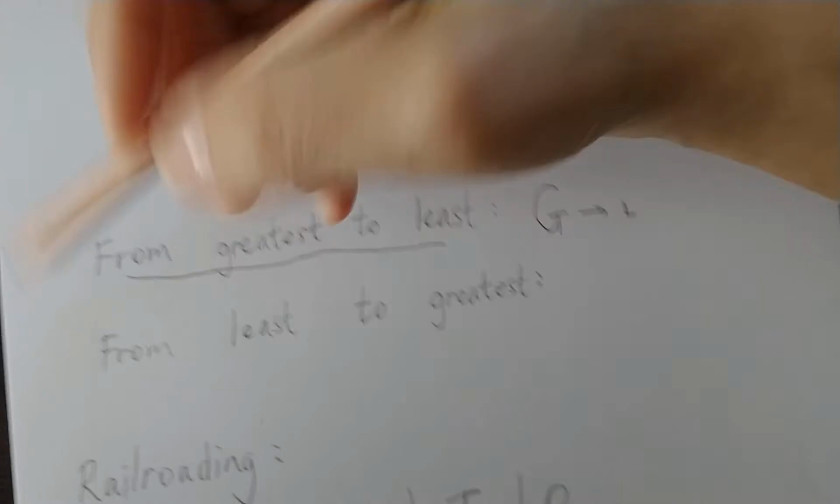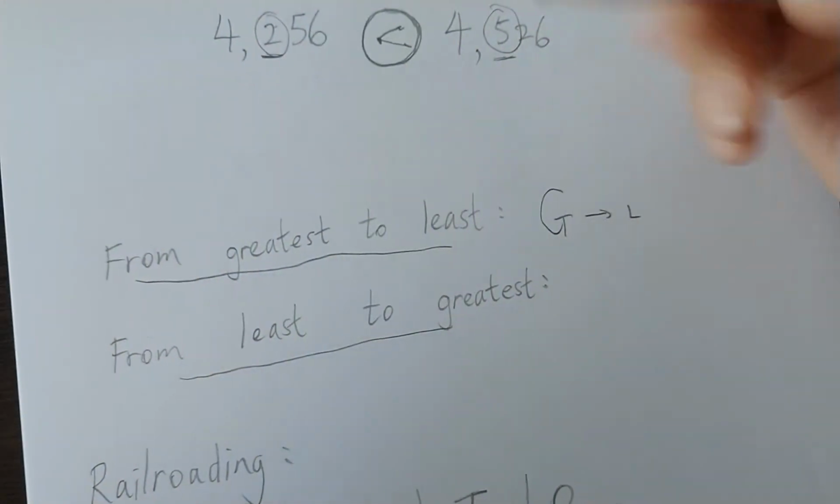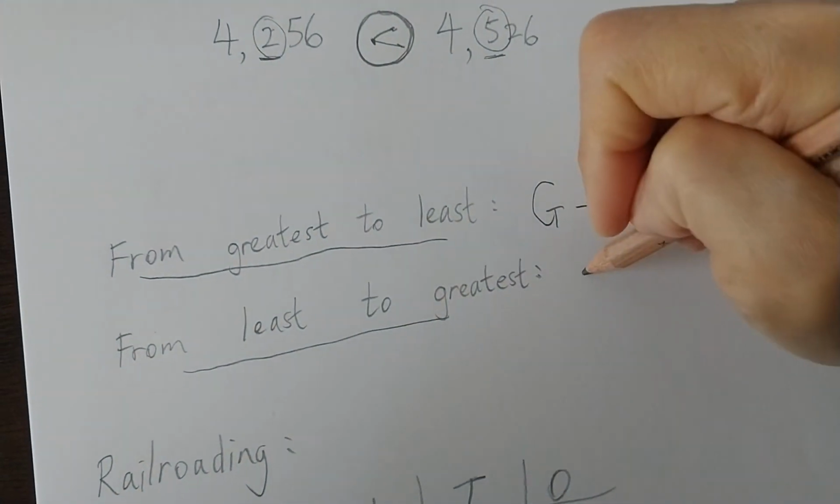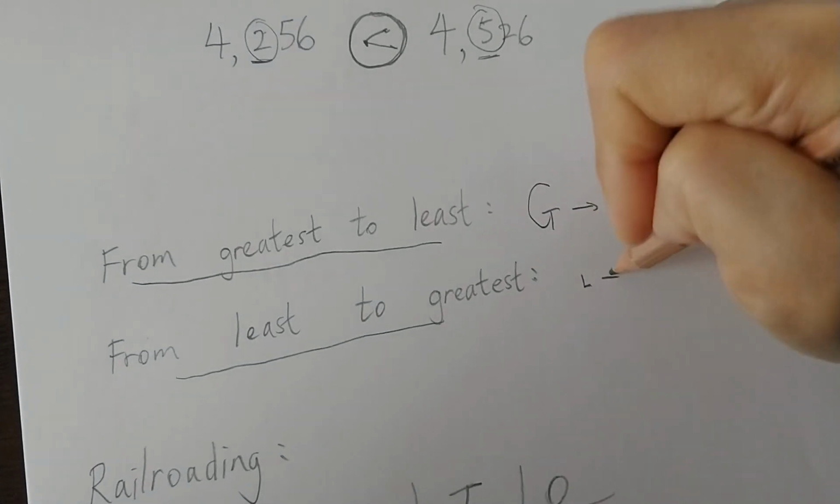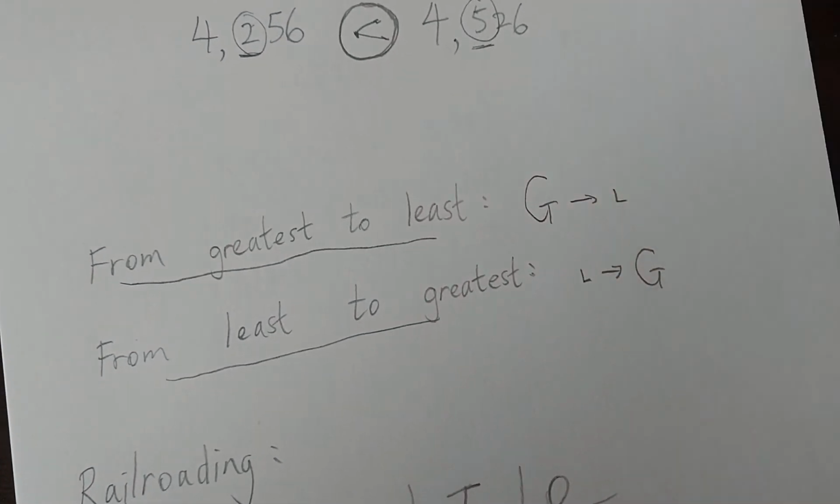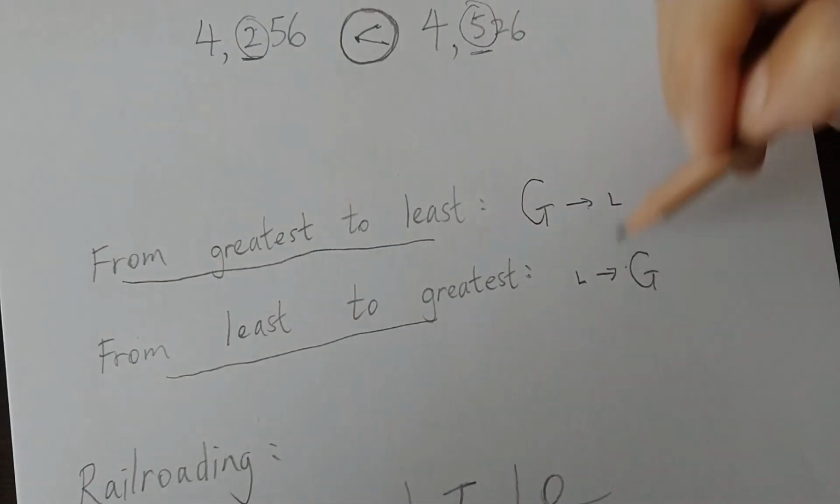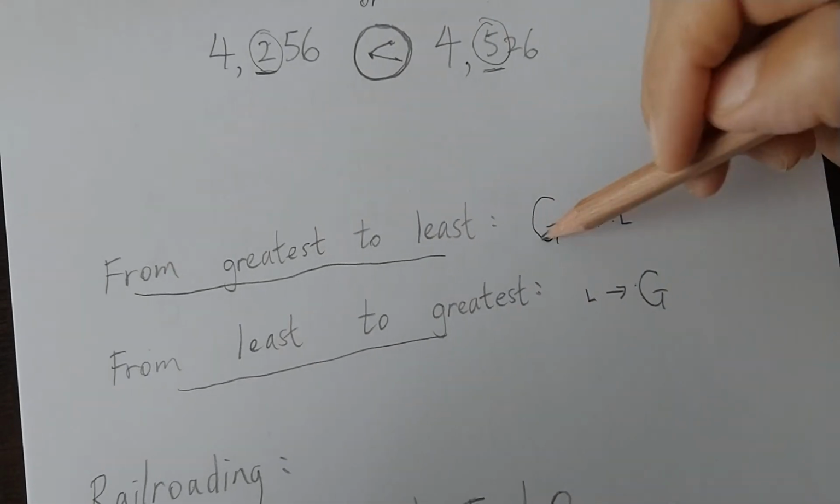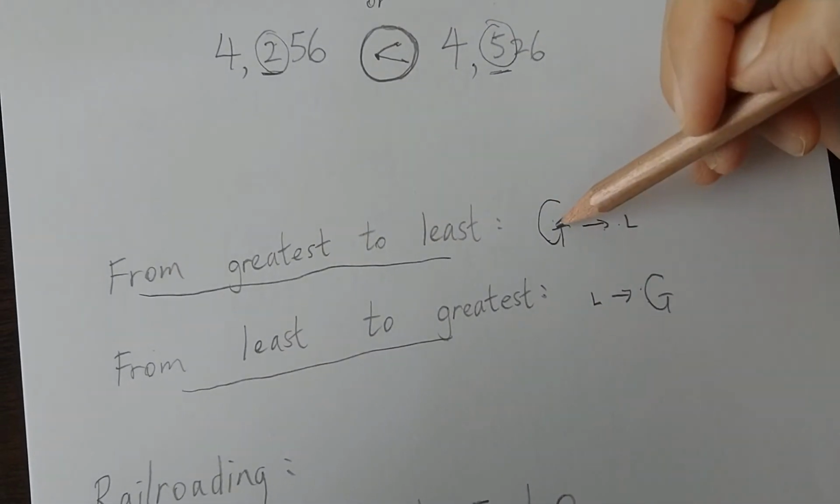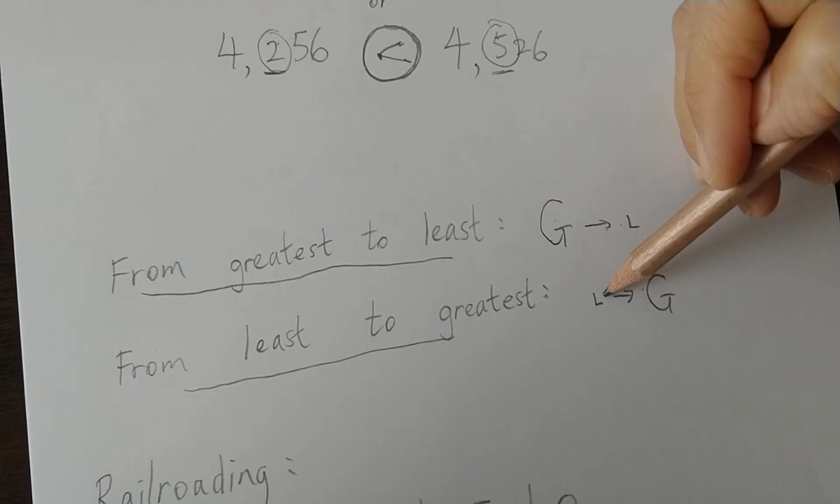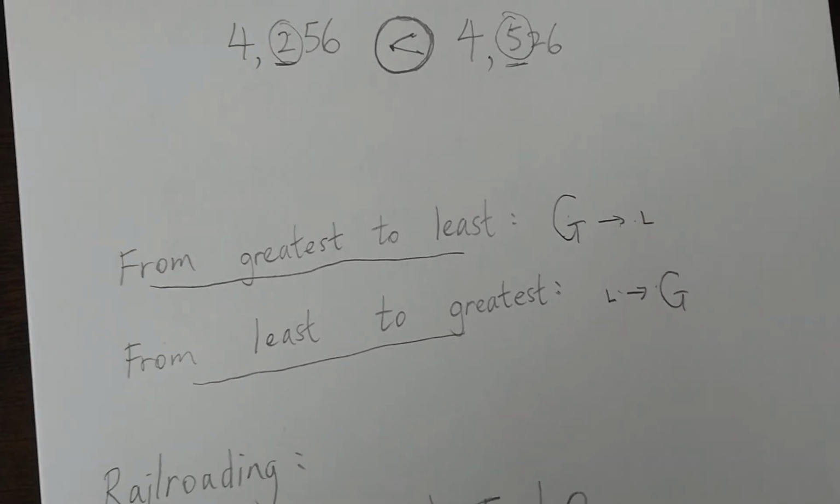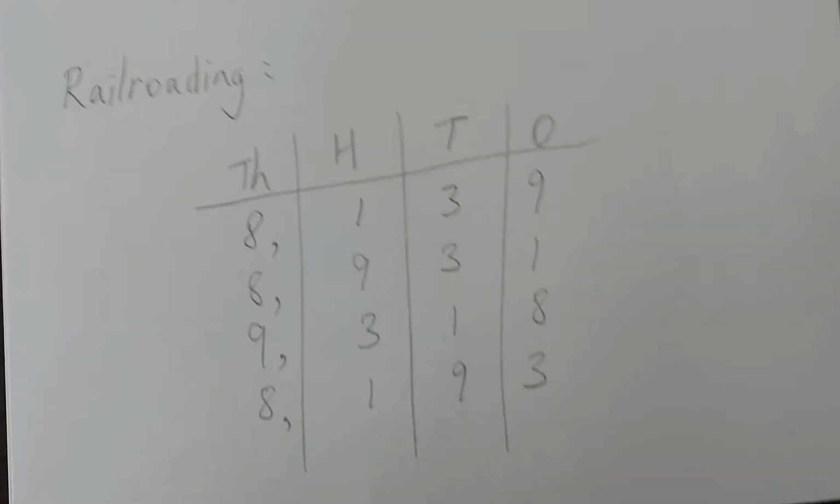If the question is about from least to greatest, they will need to underline it and write small L to big G. By doing so, it will remind them what they are looking for first. Are they looking for the greatest number first or the least number first? The strategy we use to order numbers is called railroading.